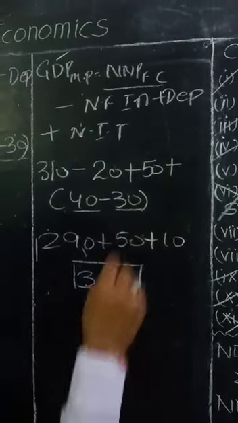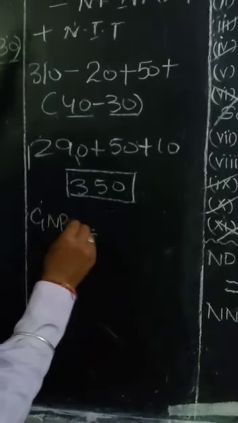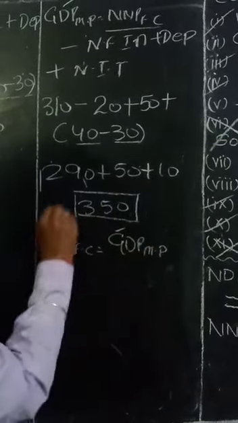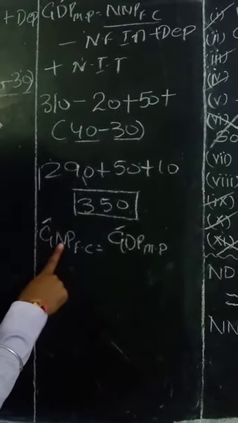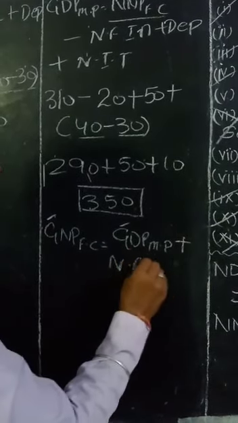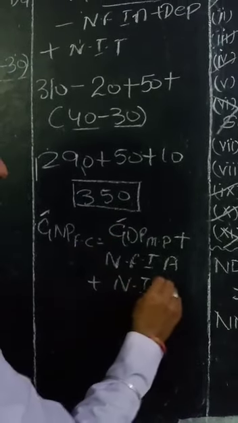Okay students, and now they are asking to calculate GNP at FC. From this we can calculate it using GDP at MP. Okay, gross, so it is at national, it is at domestic, add net factor income from abroad, okay, and then subtract net indirect taxes.